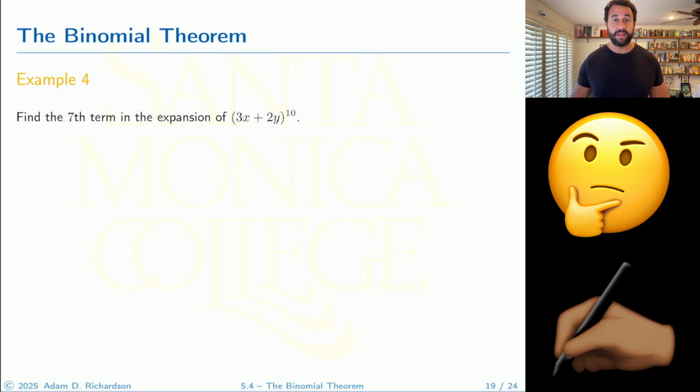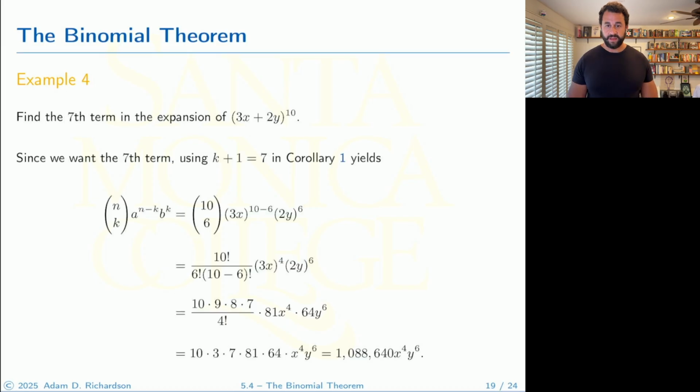All right. Now let's do it together. Since we want the seventh term, k plus 1 equals 7, and so that means k is going to be 6, right? k is going to be 6 because k plus 1 is 7. Here, n is equal to 10, a is equal to 3x, b is equal to 2y, and so that corollary tells us that the seventh term is going to have this structure right here.